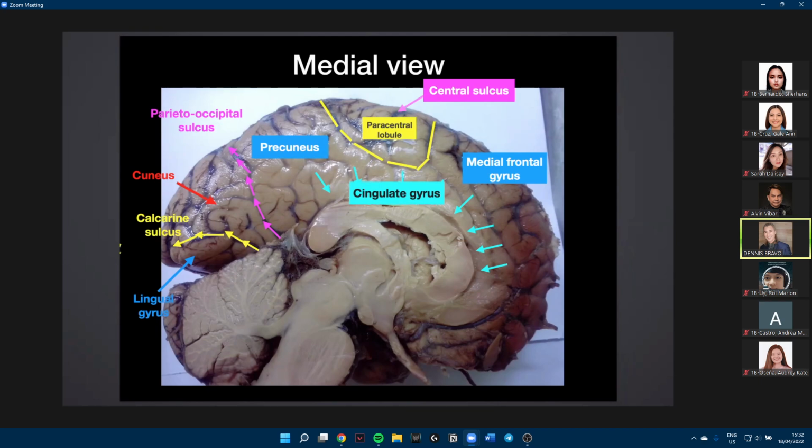There is a triangular area between the parieto-occipital sulcus and the calcarine sulcus. This triangular area is known as the cuneus. So it makes sense. This is cuneus. The area before it is precuneus. And finally, we have here the lingual gyrus, which lies inferior to the calcarine sulcus.